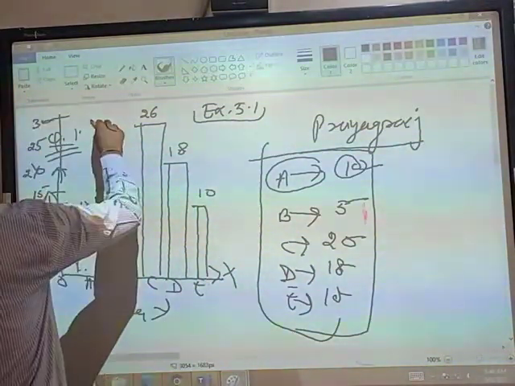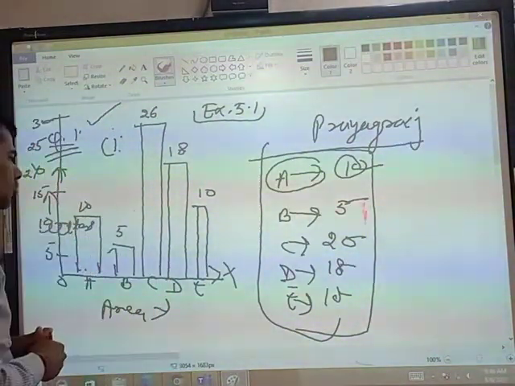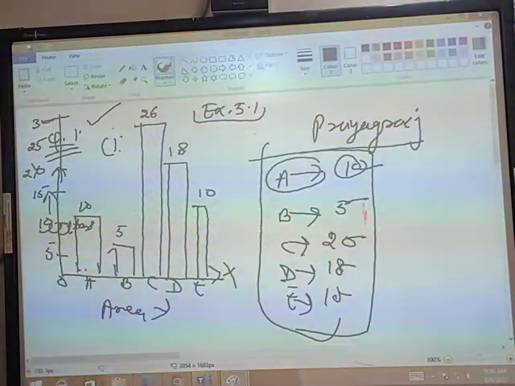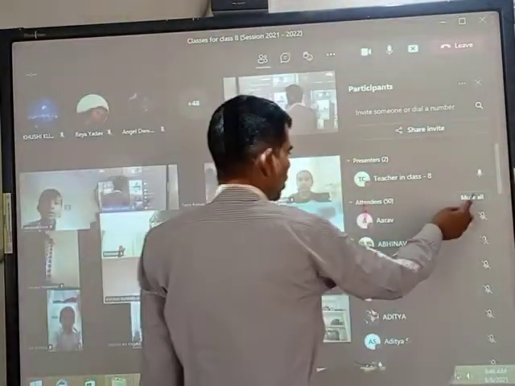So what kind of graph is this? This is a histogram and this is a bar graph. So the number of letters for different areas in a postman's bag is shown by a bar graph.